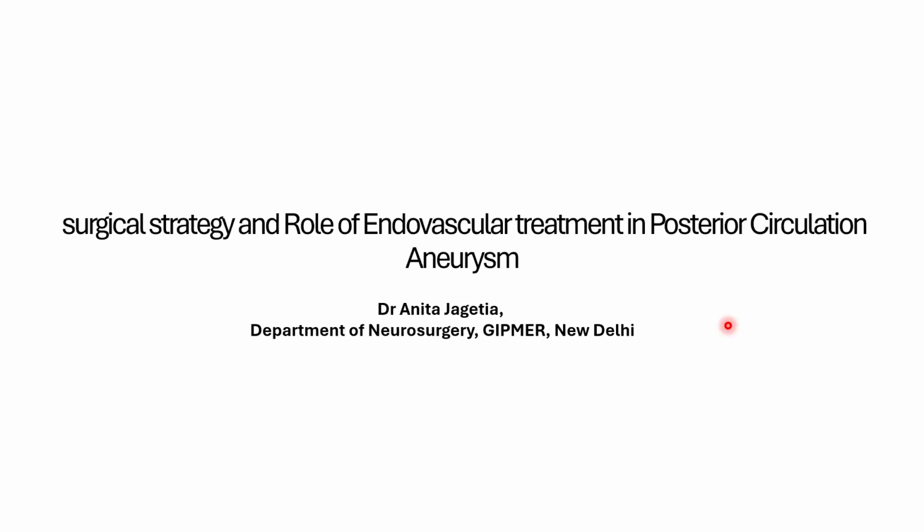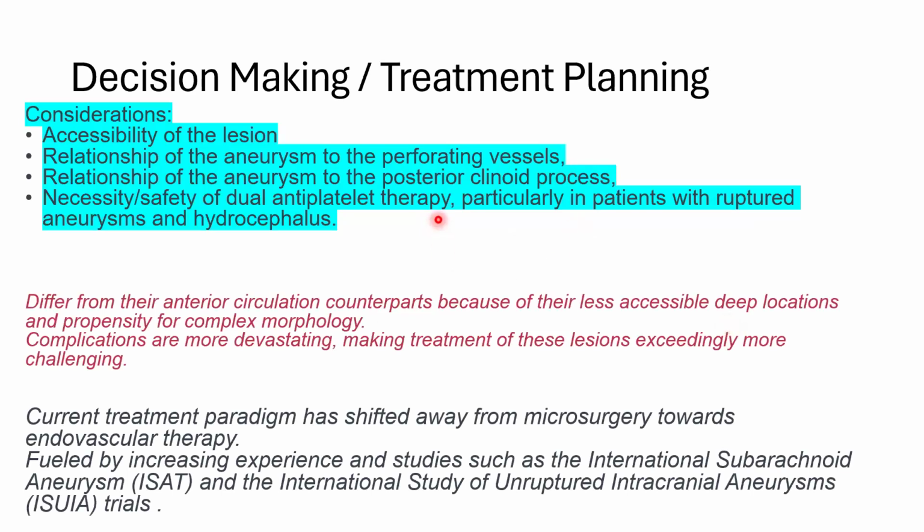So, just going through the surgical strategy and how the endovascular treatment is good for posterior circulation aneurysms, covering the aneurysms other than the basilar top. When we are planning the endovascular treatment for any aneurysm, we need to understand whether the aneurysm is accessible. What is the relation of the aneurysm with the perforating vessels? What is the relation of the aneurysm, especially for the posterior circulation, to the posterior clinoid process, as Dr. Mathew Ibrahim elaborately described? And what type of hardware you're using will demand the use of dual antiplatelets when you're treating the aneurysm by endovascular method.